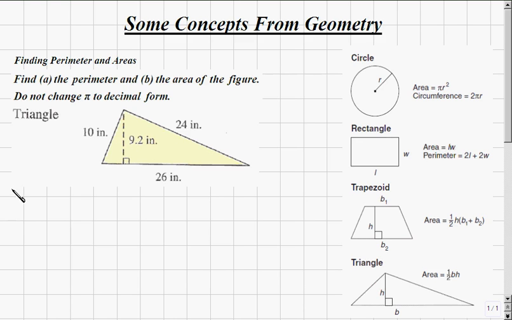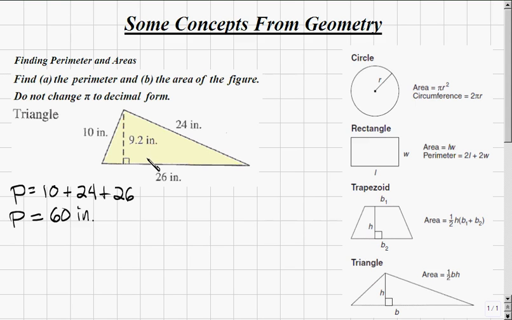So in our case here, the perimeter, which we'll label as P, would be 10 inches plus 24 inches plus a remaining 26 inches. Adding these up, we would have 10 plus 24 is 34, and 34 plus 26 gives us a total of 60. If we were to add up all three sides, we would have 60 inches as a total length. So the perimeter of our figure is 60 inches.